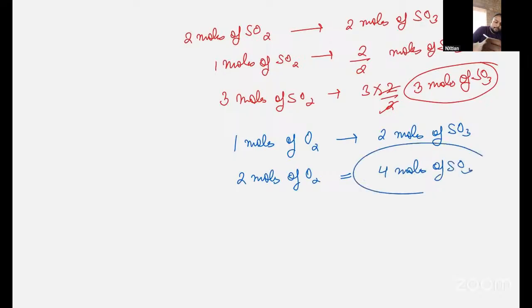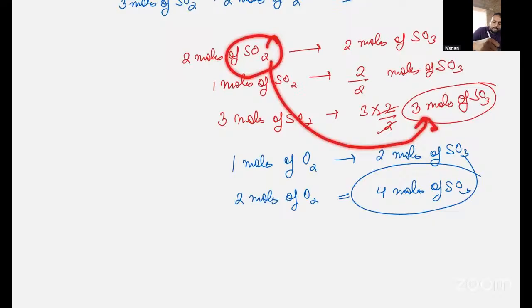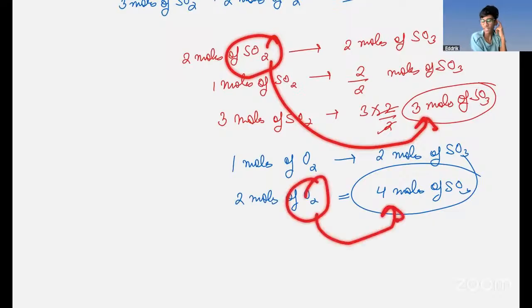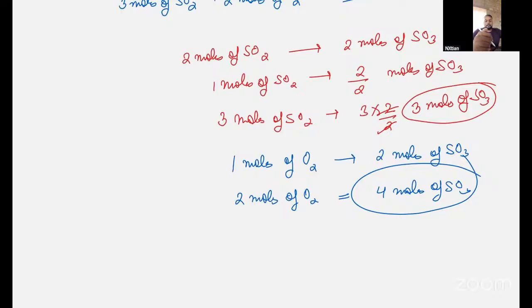So basically, the SO2 is giving fewer moles. Are you with me? SO2 is giving fewer moles as compared to oxygen. So SO2 will only form 3 moles of SO3, but O2 will form 4 moles of SO3. So that is the limiting reagent. After 3 moles of SO3 are formed, the reaction stops, because oxygen is in excess and is ready to give more. Did you understand?